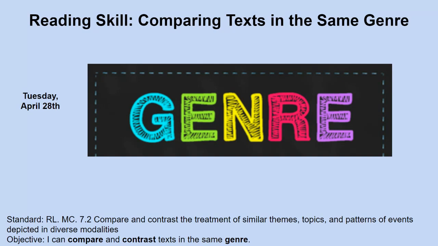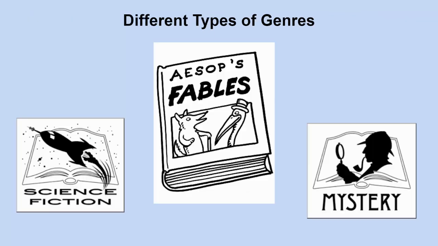Today, we're going to be looking at two new stories that are written in the same genre, and we're going to be looking for how they are similar and how they are different. Let's take a look at the objective down at the bottom. I can compare and contrast texts in the same genre. So I can identify how they are similar and I can identify how they are different.